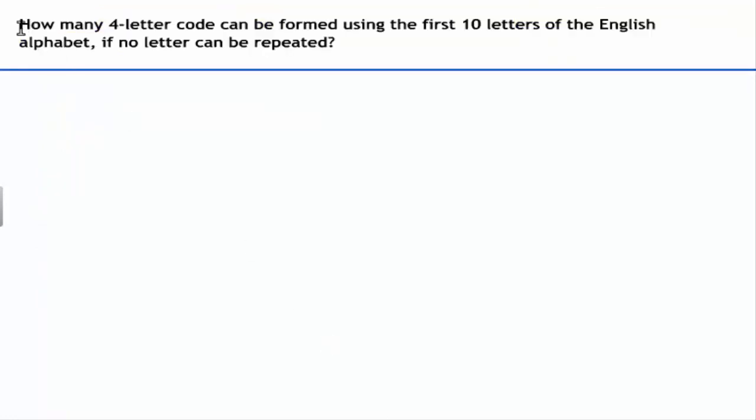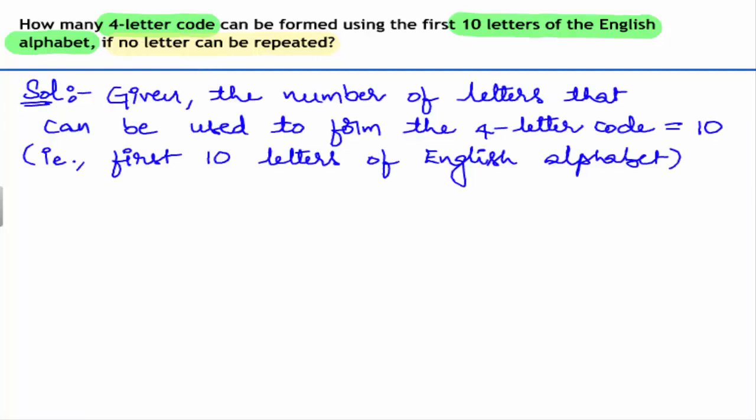In this problem, you need to find out the number of 4-letter code that can be formed using the first 10 letters of English alphabet, given that no letter can be repeated. Let's see the solution of this problem. First of all, we shall write down the given data. We are given the number of letters that can be used to form the 4-letter code is equal to 10, as it is given that the first 10 letters of English alphabet.